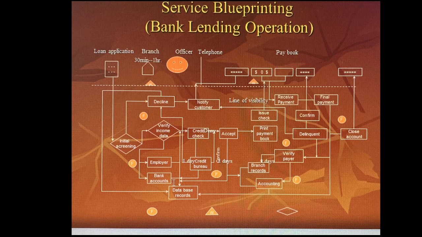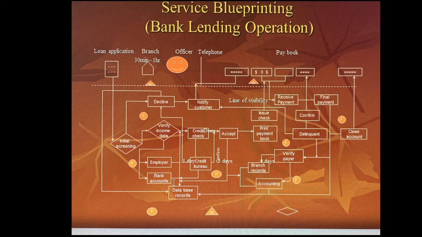We'll be talking about the bank loan lending operation. When a customer enters a bank and applies for a loan, you should have an account in that particular branch, and they will provide a loan application. When the application is given, they go for initial screening, verifying the income data, who the employer is, and checking the bank accounts.